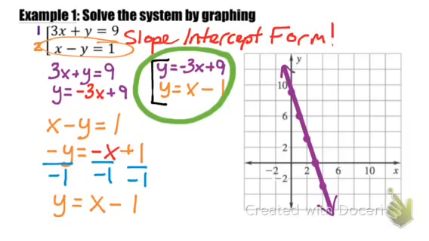Now my second equation, y equals x minus 1. My y-intercept is at negative 1, so I'm going to plot a point at negative 1 for y. And then I know my slope is 1, so I'm going to rise 1 over 1 to the right, rise 1 over 1 to the right, rise 1 over 1 to the right, and then using a straight edge, I'm going to connect all of my dots, including my arrows as well, because we're graphing lines.